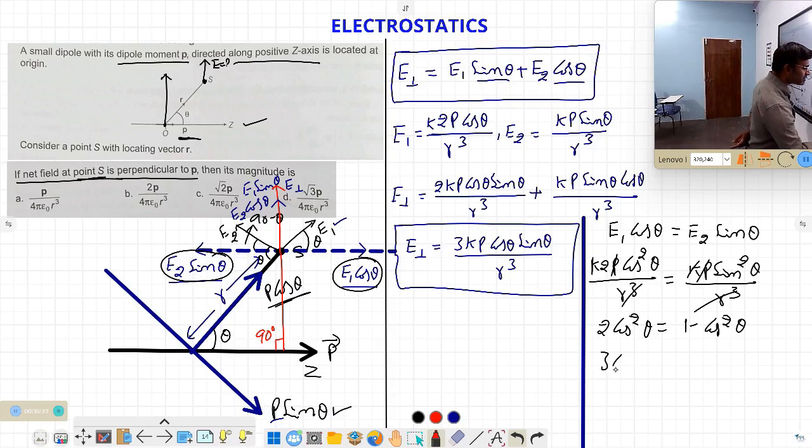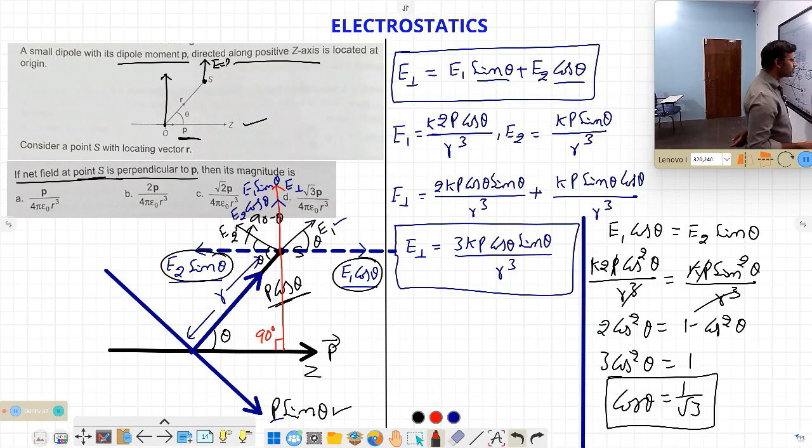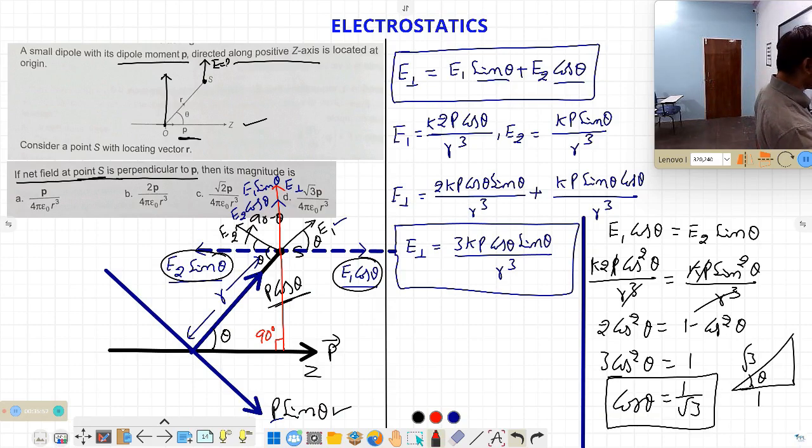That makes it 3 cos square theta is equal to 1, and cos theta is equal to 1 by root 3. Cos theta is equal to 1 by root 3, so what is the value of sin theta? Take the triangle: cos theta means adjacent by hypotenuse, that is 1 by root 3. Now if you use the Pythagoras theorem, what are you going to get?